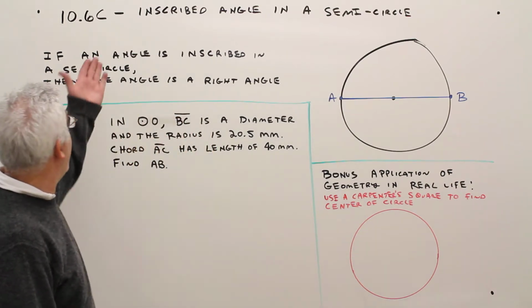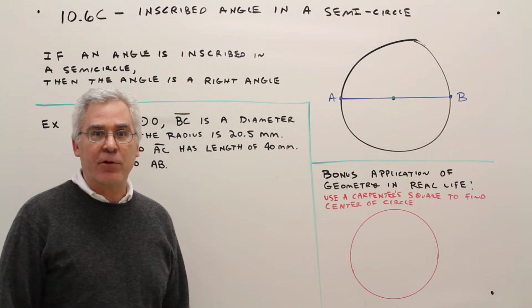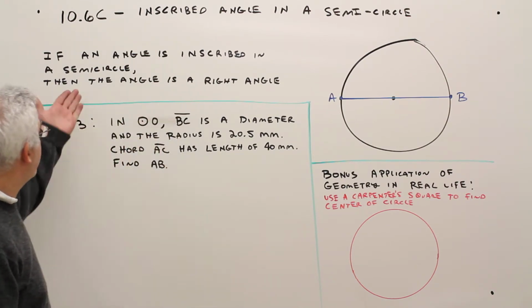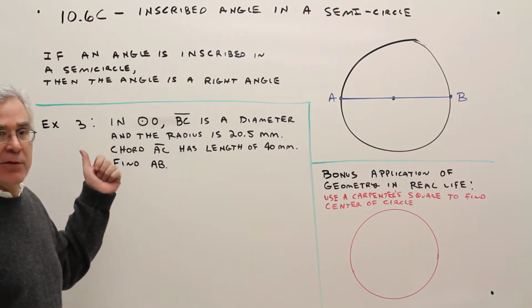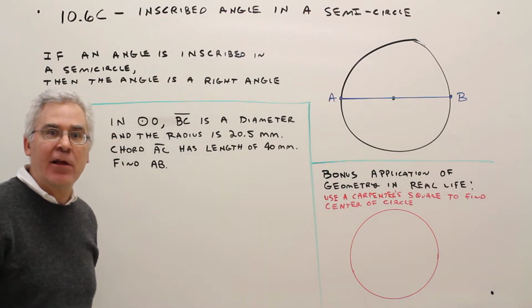Welcome to video 10.6c, an inscribed angle in a semicircle. I'll start with the theorem and then I'll show you how it comes about. Here's the theorem. If an angle is inscribed in a semicircle, then that angle is a right angle.